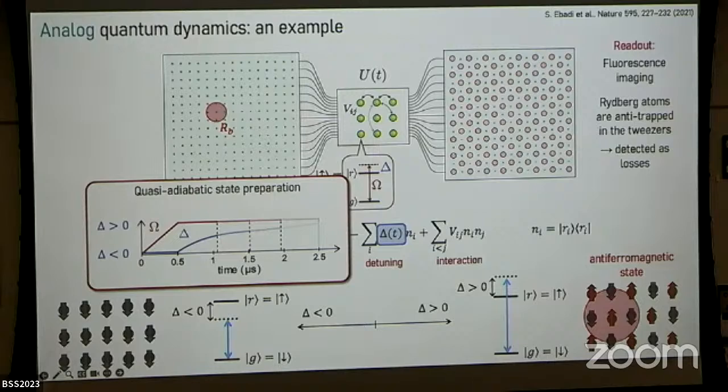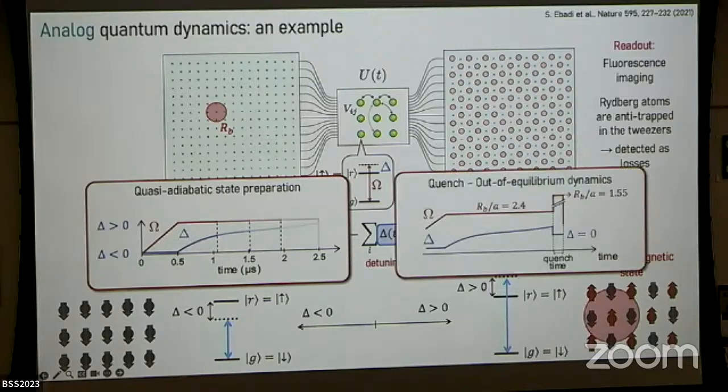Of course, here I just wanted to show you an example of what analog quantum dynamics looks like. But another thing that you can do, for example, is to do quenches. So all of a sudden you change some of the parameters to quench your system out of equilibrium. These are the kinds of tools that we use when we do analog quantum dynamics.